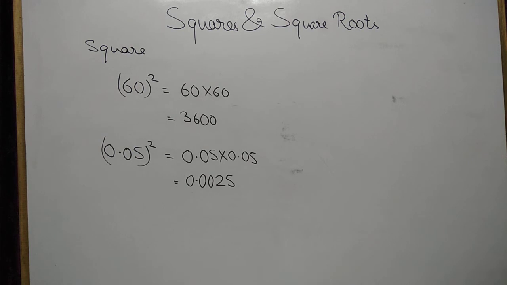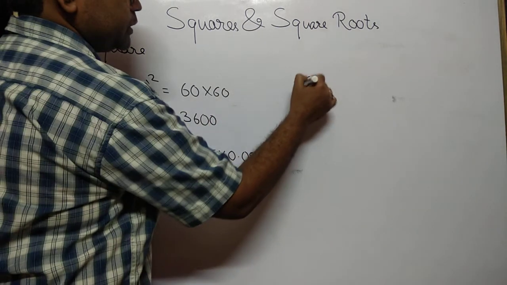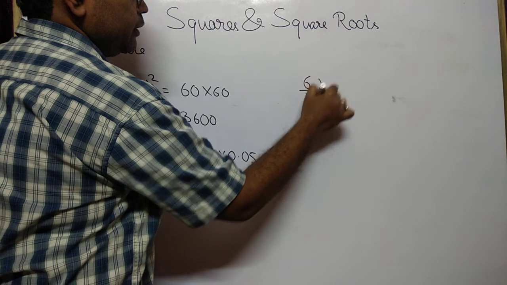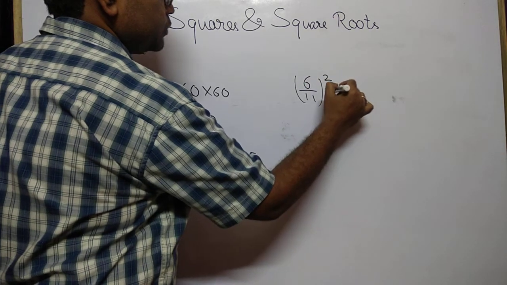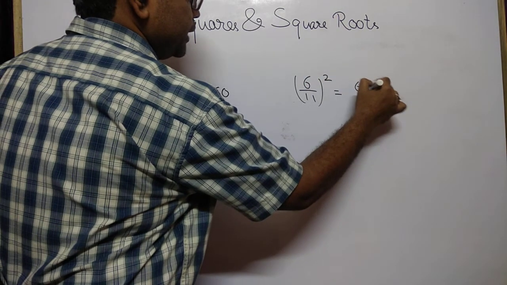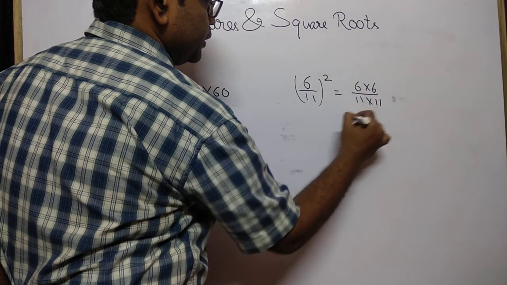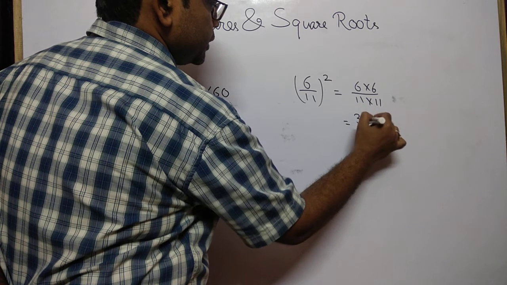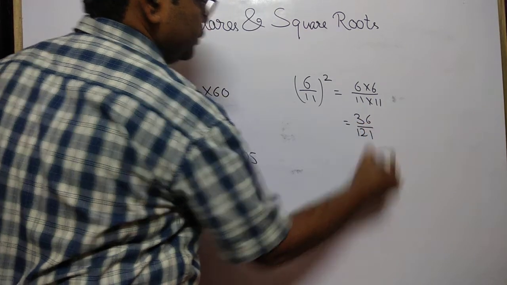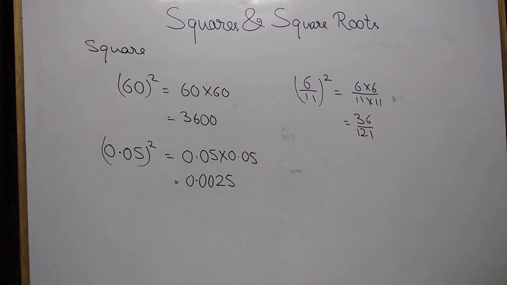Now the square of some fractional or rational number. We are going to find out the square of 6 upon 11. So 6 upon 11 squared equals, we must write 6 into 6 upon 11 into 11. It's 36 upon 121. So likewise, you have to find out the squares of the numbers given in your exercise.